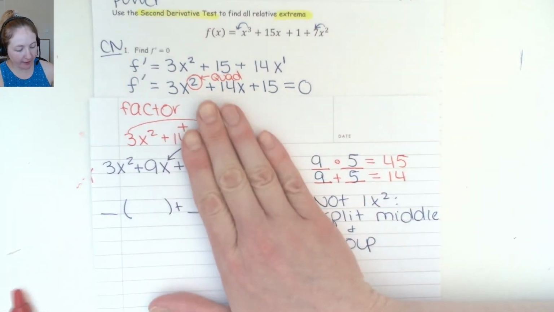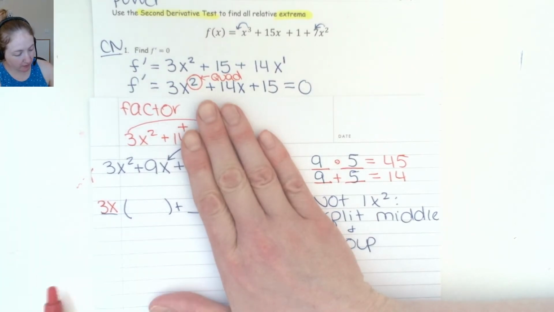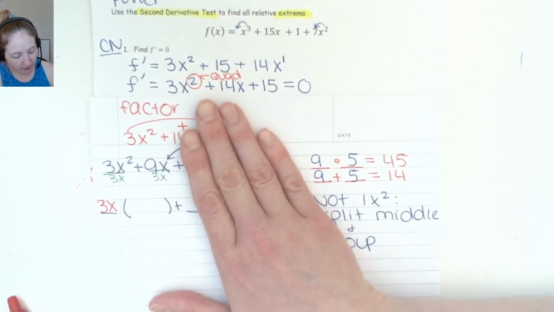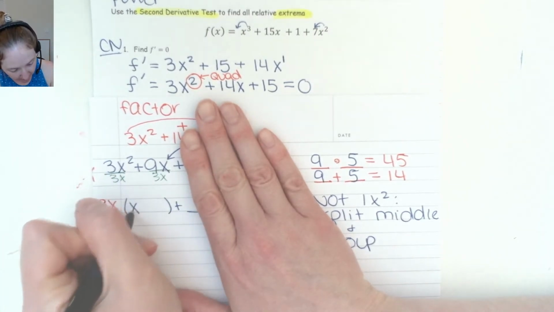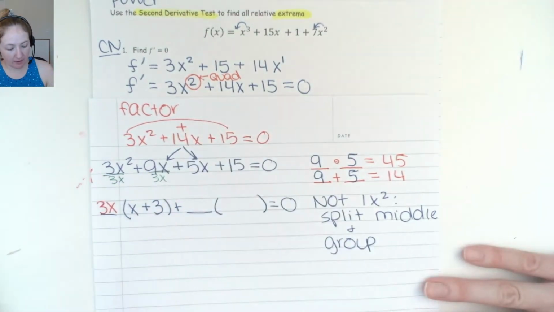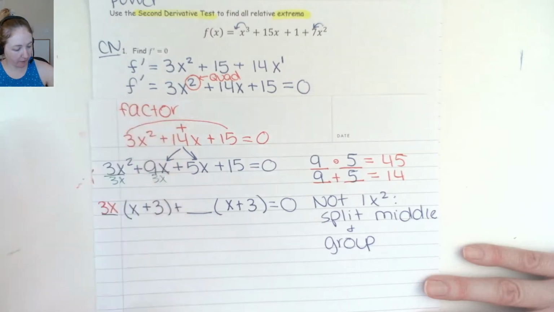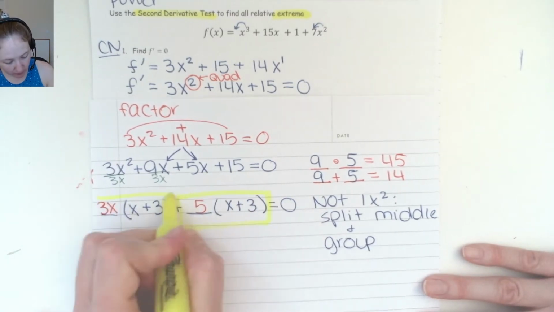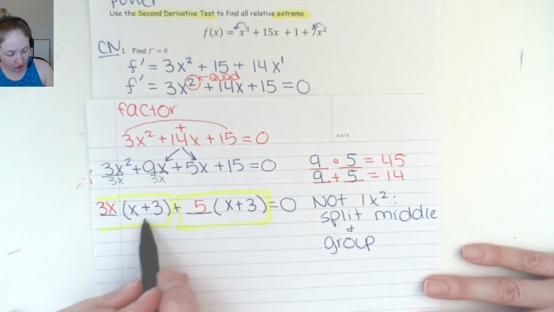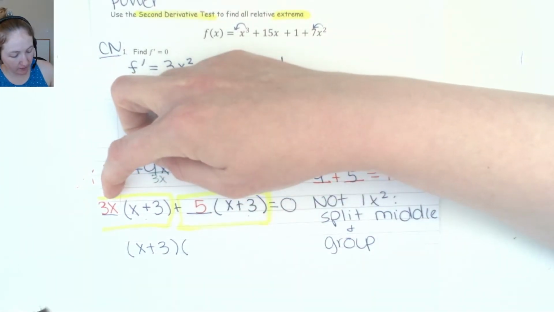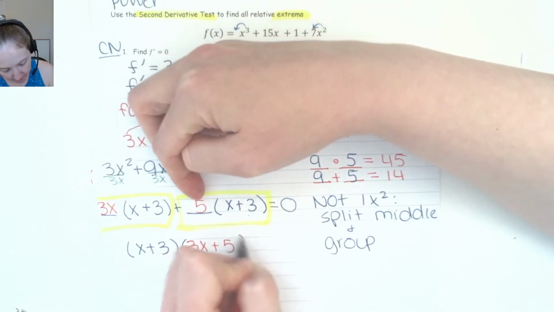From the first group, I have a GCF there of 3x. So again, it's like I'm dividing this by 3x, dividing this by 3x, and that's going to give us just x plus 3. So then I need to get that x plus 3 from the second group. And if I look at the second group, I notice that they have a GCF of 5. So I can take out that 5. Now, both group 1 and group 2 have that GCF of x plus 3. And so that leaves us with the 3x and the plus 5.